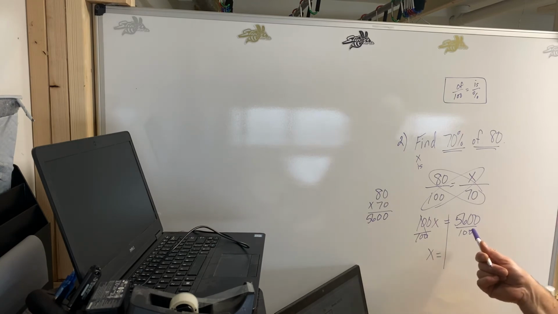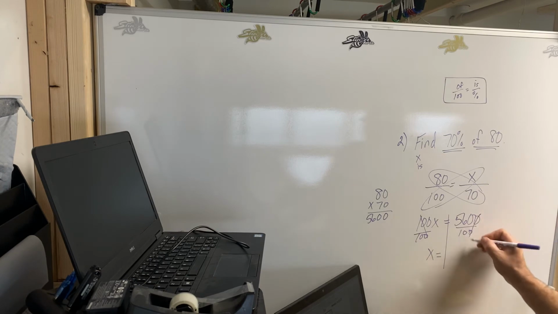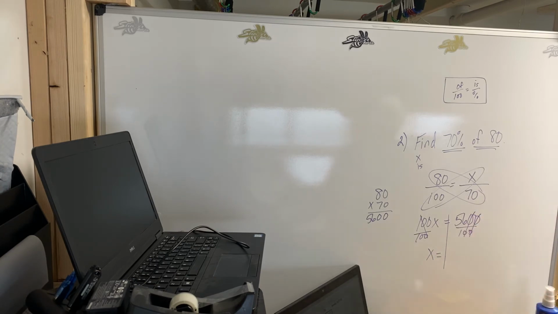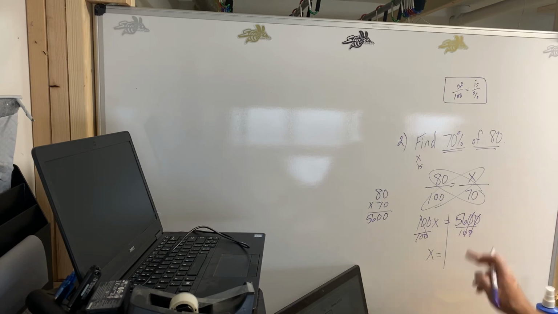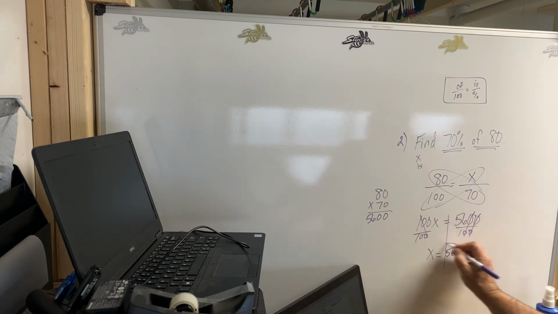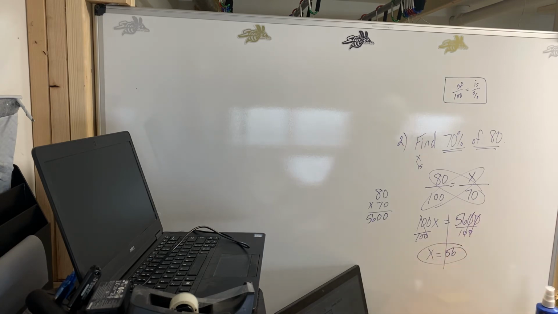Now, I'm going to remember my 0 rules. If I have a 0 on the top and 0 on the bottom, they can cancel. 0 on the top, 0 on the bottom cancels. 0 on the top, 0 on the bottom cancels. Now, they're not always going to be like this. These problems are just the same as what they were before, as the first one. 1 goes into 56, 56 times. So my answer is 56.